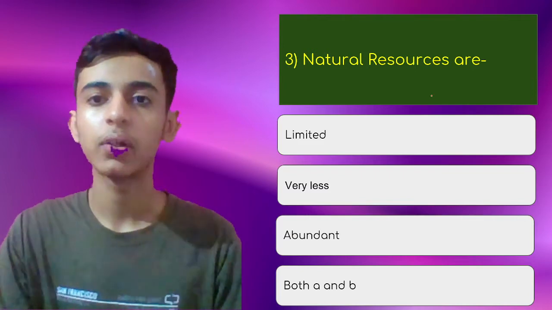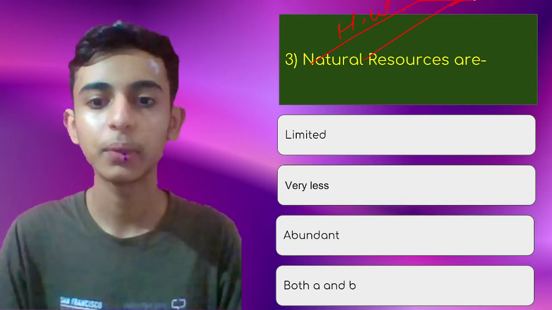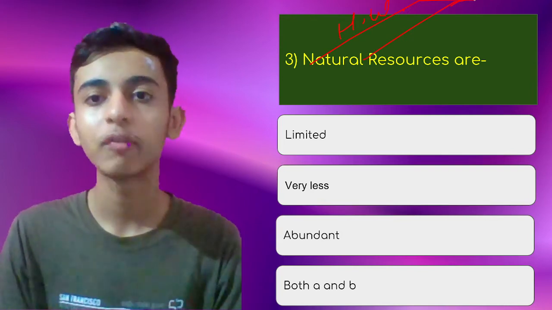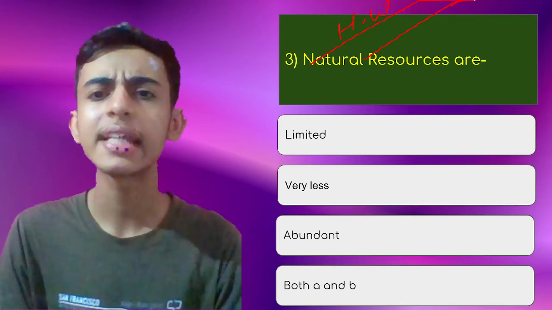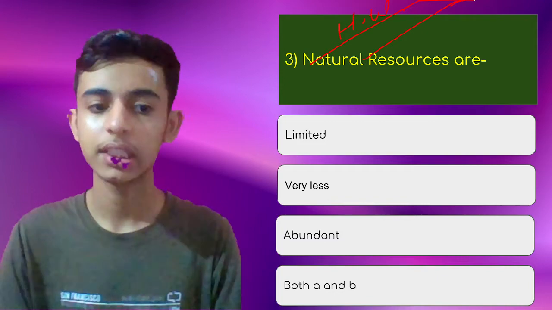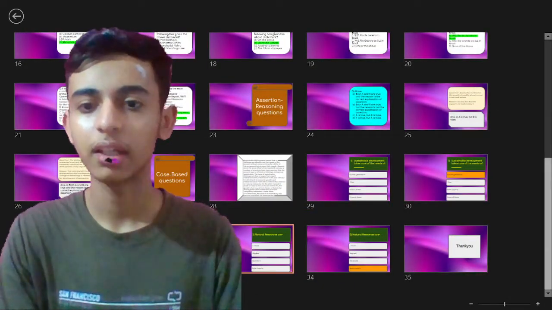Question 3 is your homework question that you have to let me know in the comment section. I will be taking the names of the homework rockers in the next session. So the question is, natural resources are limited, very less, or abundant? Do let me know in the comment section, right everyone?